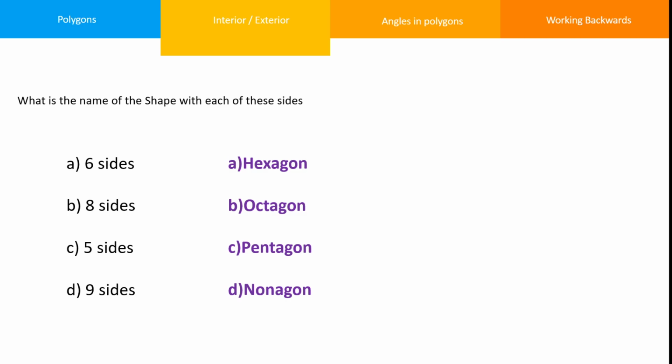It all comes from the Latin. The agon bit is of sides or of edges, and then hex is 6, oct is 8, pent is 5, and non is 9. Now, interesting fact, which I always share when I teach this in my class, oct is 8. We know this, right?